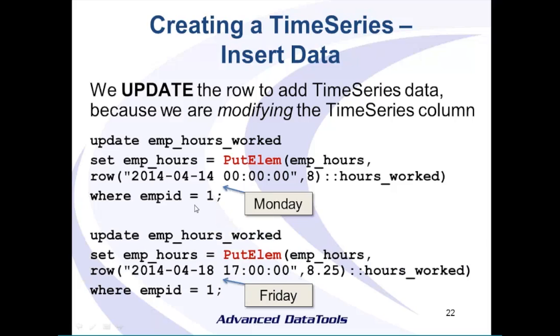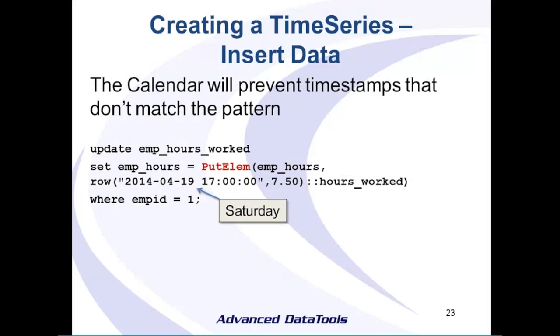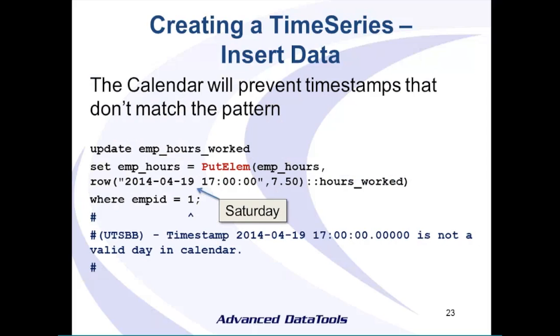I'm going to store another value. Here I'm going to skip a few days and put a data value in for Friday. And you'll notice that even though in the second insert I specified a timestamp, that is of no relevance in this particular example because our resolution is just at a day level. So I've got data values for Monday and Friday. What happens if I try and put a data value in for Saturday? Remember, Saturday is not a valid day based on the pattern that I created, which is Monday through Friday. So if I try that insert, I get an error. I get an error that it's not a valid day in the calendar.